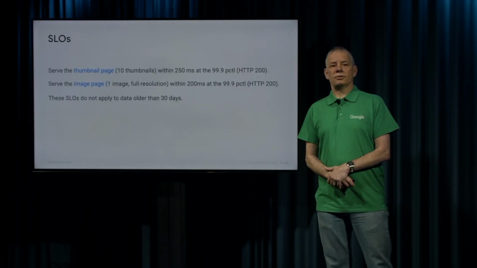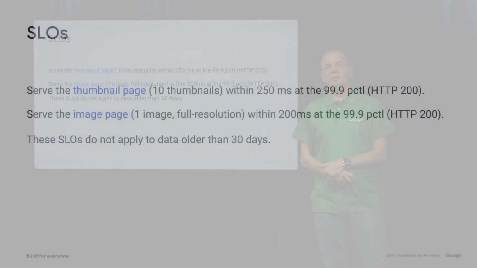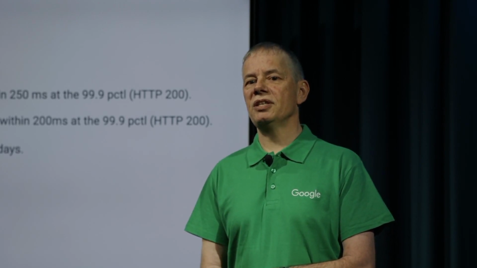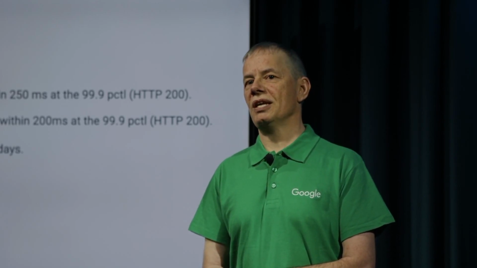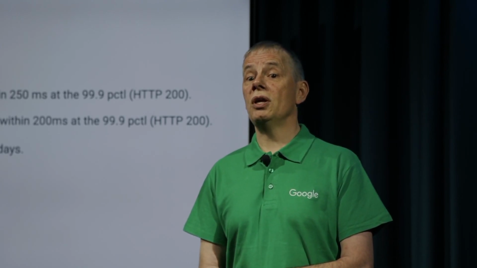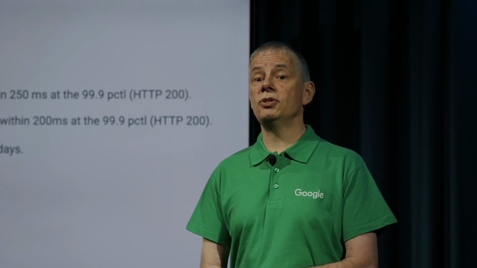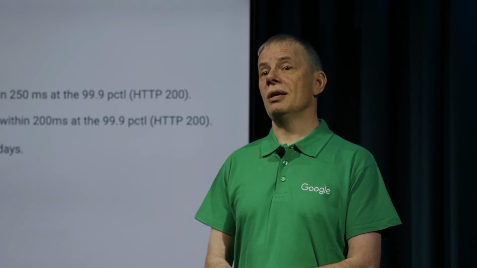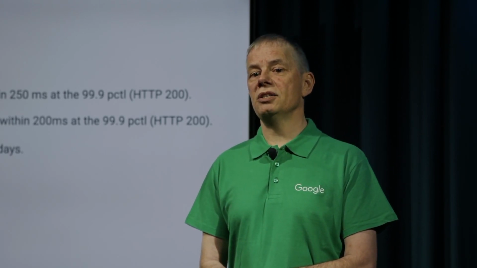Now let's talk about SLOs, the service level objectives that we want to offer our users. How well is our application behaving? Serving the thumbnail page with the 10 thumbnails should be done within 250 milliseconds for the 99.9th percentile. That means that 99.9% of these requests will return an HTTP 200 answer within 250 milliseconds. For the one image page, so one full resolution image, we expect 200 milliseconds within the 99.9th percentile.